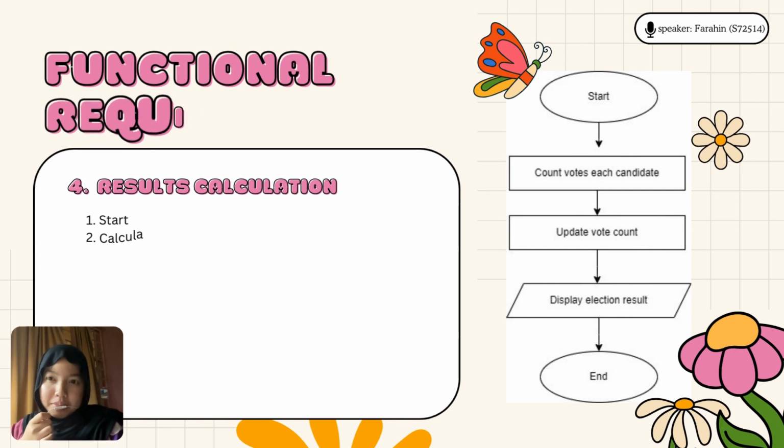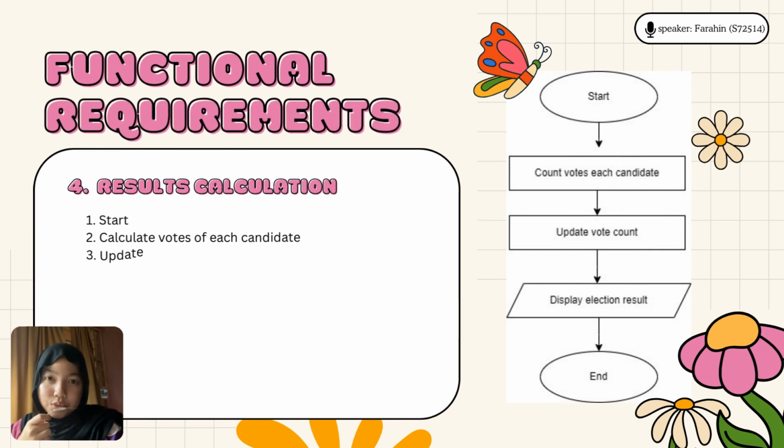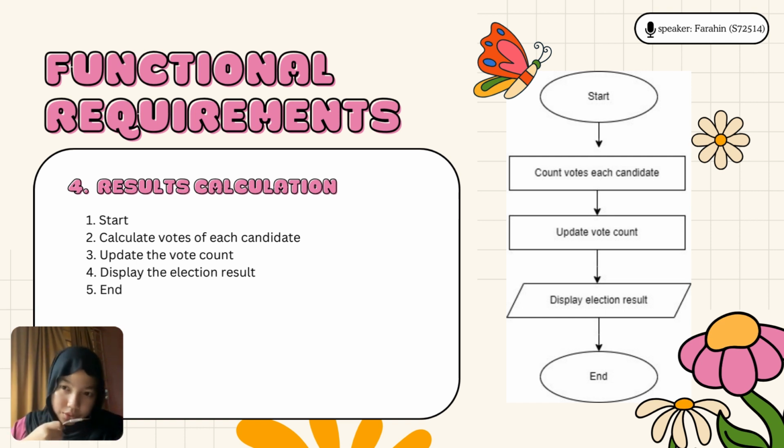I'm Siti Rafarain binti Azamat with matric number 27514 and I will continue with functional requirement number 4. For number 4, we have results calculation. This automatically calculates and displays the election results. And the pseudocode goes with start, calculate the votes of each candidate, update the vote counts, and before end, display the election result. Next to the pseudocode is the flowchart again.